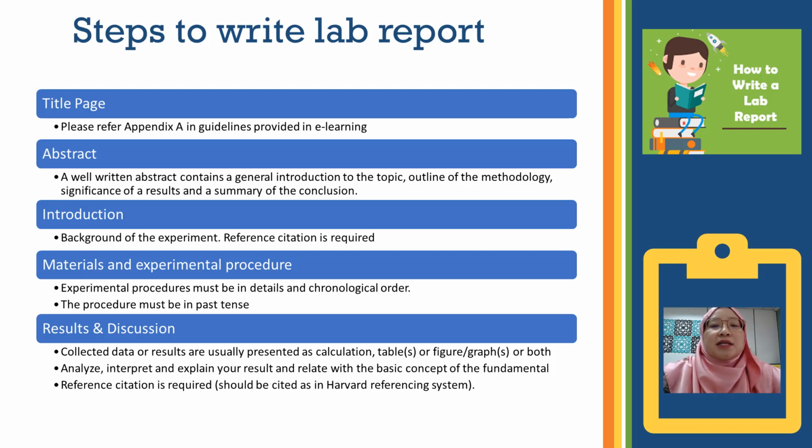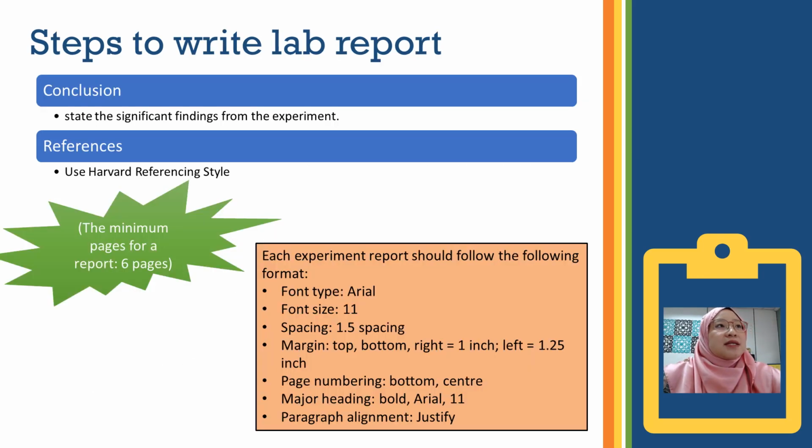Next is the conclusion. For the conclusion, you need to state the significant findings from the experiment. There are many students who like to write everything in the conclusion. No, you don't have to write everything. You just need to write the significant findings from all your experiments. What are the findings that answer your objective? That is what you need to put in the conclusion. Don't put everything.